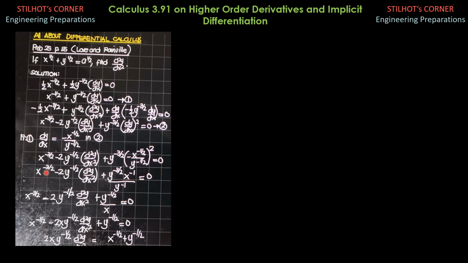Simplifying, x to the negative 3/2 minus 2y to the negative 1/2, second derivative of y with respect to x, plus y to the negative 3/2, this is negative 1 squared, so positive 1, then x to the negative 1/2 quantity to the 2 is negative 1/2 times 2, so x to the negative 1, over y to the negative 1/2 times 2, so y to the negative 1 equals 0.